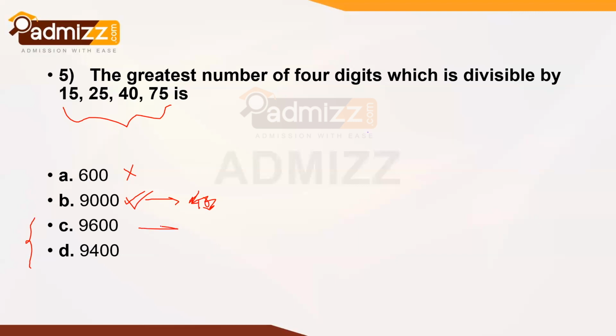Take a look at 9600. It's divisible by all of these numbers as well, and it is the greatest one in this particular option pool. So it is the correct answer, right? It's fairly simple. B is not the answer, C is the answer because we are seeking the greatest number of 4 digits.